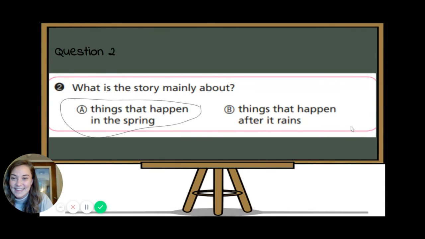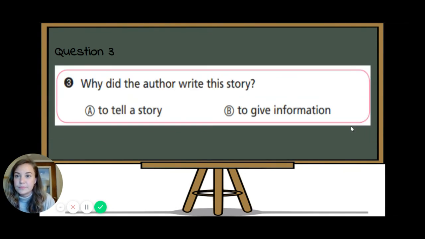All right. The answer is A, things that happen in the springtime. That is what the story is mostly about. If you said B, great job identifying that raining was one of the details that it talked about in the story, right? But did it talk about things that happen after it rains like all the time? Did it always talk about what happens after it rains? No, it discussed things that happen in the springtime, right? Great job. Let's go on to the next one.